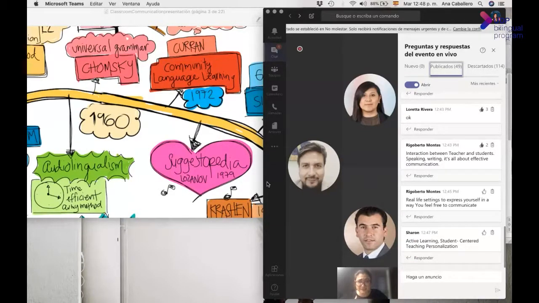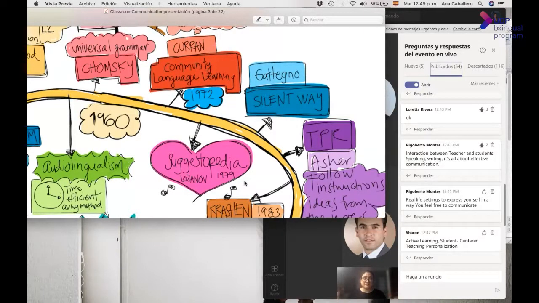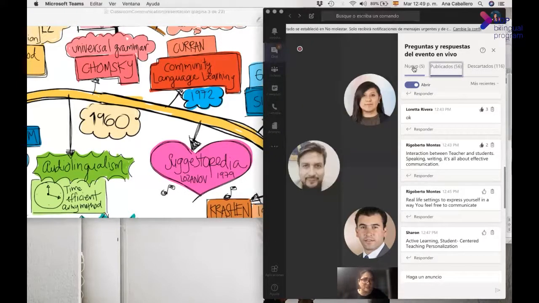When we talk about Suggestopedia, we are talking about people sitting in circles, singing songs, translating some poems, and becoming actors. This was very big in Europe. However, it was not as big here in Latin America because you need special equipment to do this. And teachers need to become actors. Okay, new messages. No, you haven't heard about this. Yes. Okay, JC Beltran, you have heard about Suggestopedia.